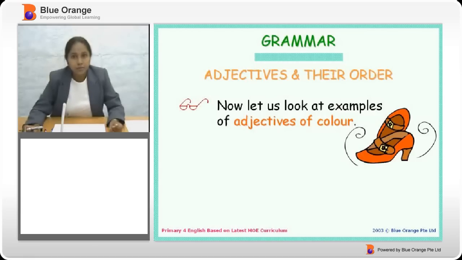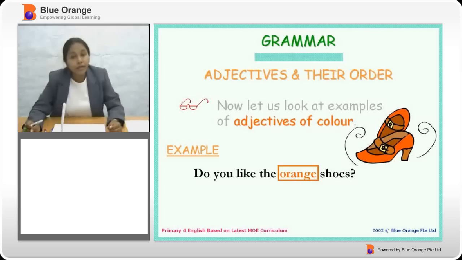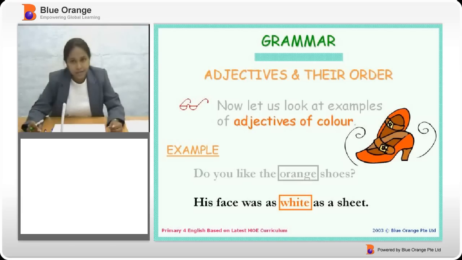Adjectives of color also give more details about the noun that we are discussing. Do you like the orange shoes? So the shoes' color is orange. It is used to identify which pair the speaker is talking about. His face was as white as a sheet. So now we know that the person's face is the noun that is being described, and it is white. And how white is it? It is white as a sheet.